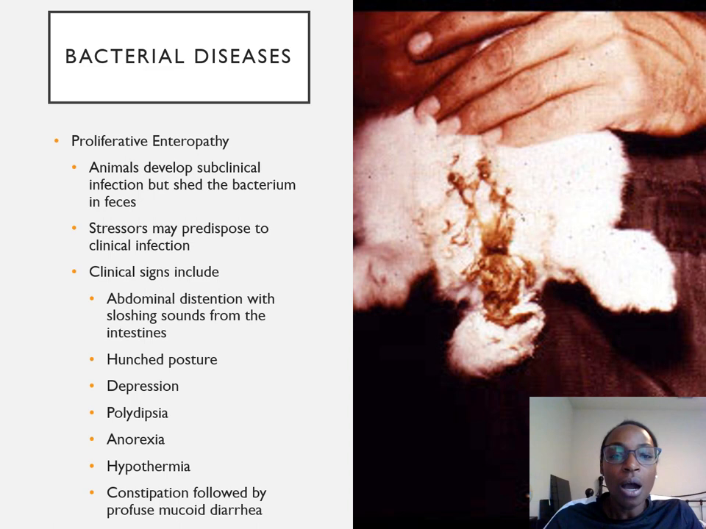Okay, so clinical signs. What we will see is a very distended abdomen, and you would actually hear a sloshing sound within the intestine. So it actually sounds like there's water in the intestines, and you don't hear the normal gurgling, bubbly sounds that you would on a rabbit, but instead you would hear almost like a water sound in the intestines. Okay. Of course, hunched posture and depression are non-specific clinical signs. Polydipsia, they will begin to drink more water. They can become anorexic. And of course, because they're losing so much fluid, they can become hypothermic. And typically, these animals are going to be constipated, and then that will be followed by profuse mucoid diarrhea. And that's what we're seeing here in this picture.